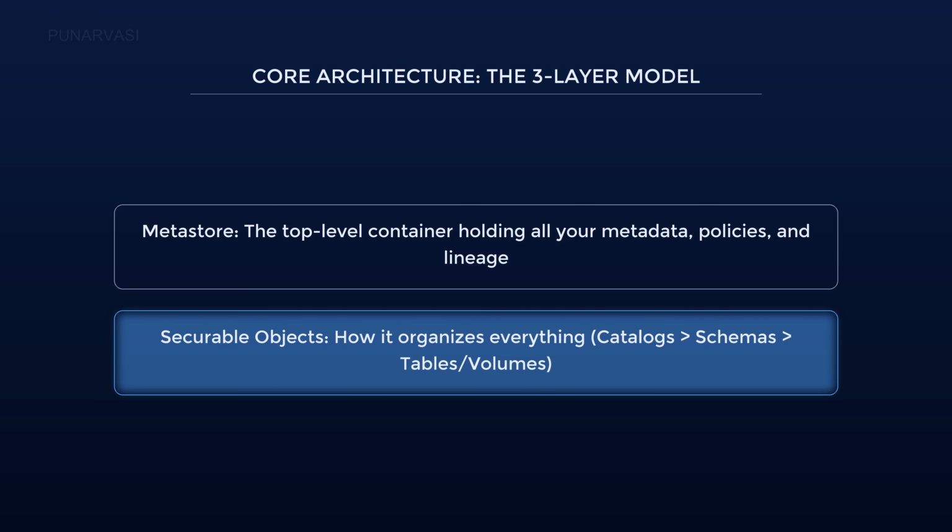Stop thinking of data as a messy collection of files. Unity Catalog is a formal permissioning system built into the fabric of the platform itself. Catalogs, schemas, and tables aren't just folders, they are the enforceable objects where every single permission, from viewing a table to executing a query, is centrally defined and unbreakably inherited. This is governance engineered in.